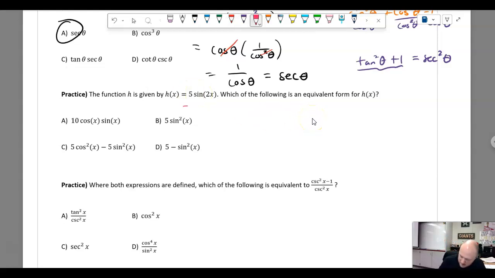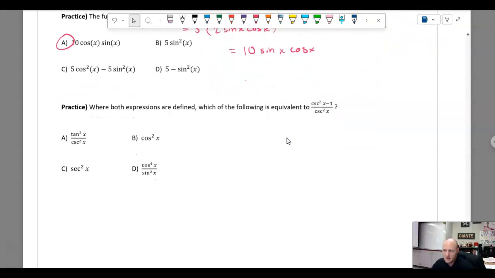Okay, hopefully you paused and tried this one. Sine of 2x is 2 sine x cosine x. So if we just go ahead and distribute that 5 to the 2, we get 10 sine x cosine x. That's going to be A. Multiplication is commutative. We can go ahead and swap those, okay?